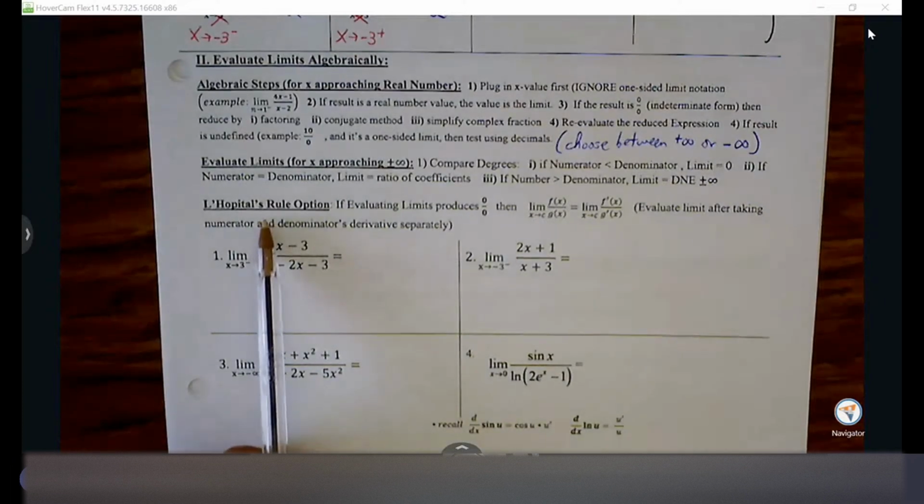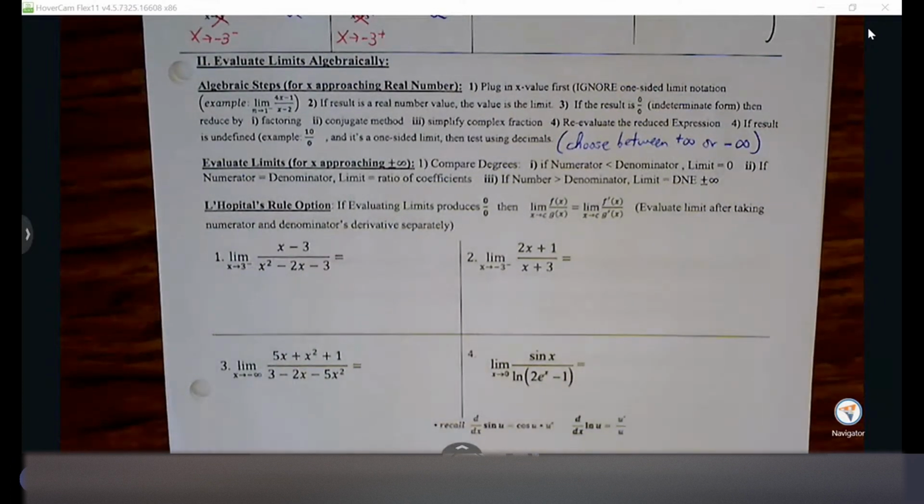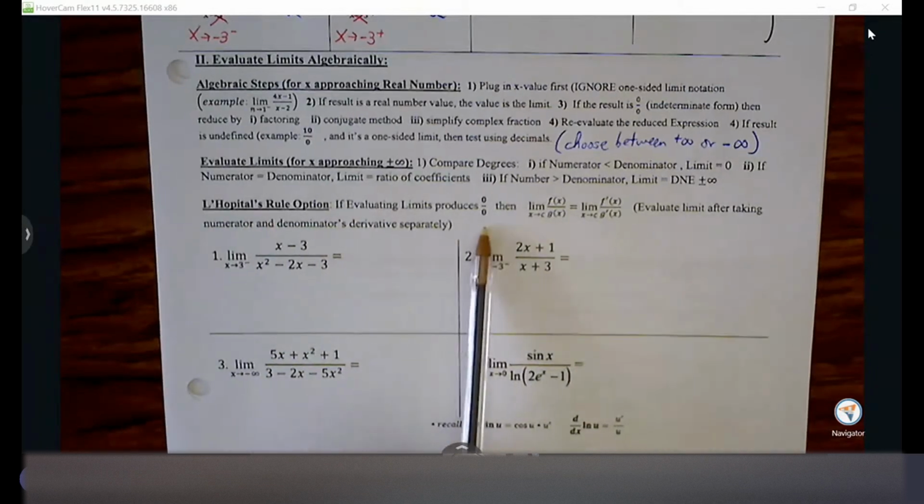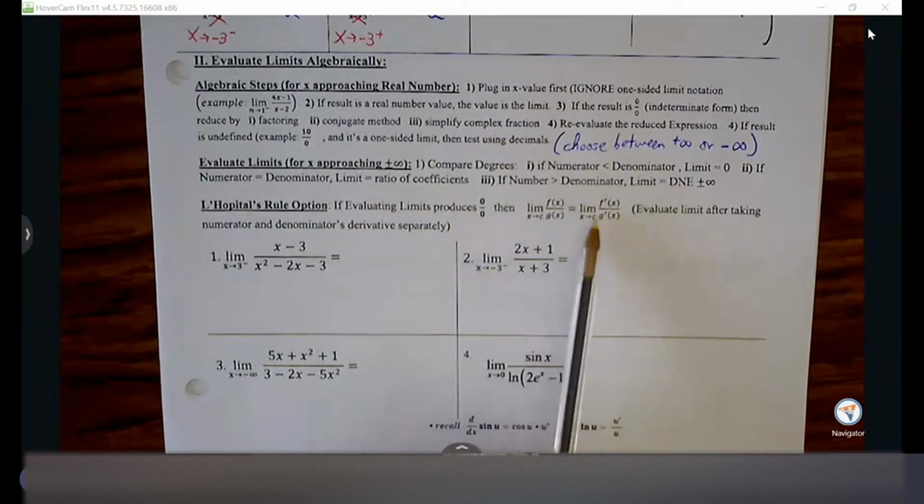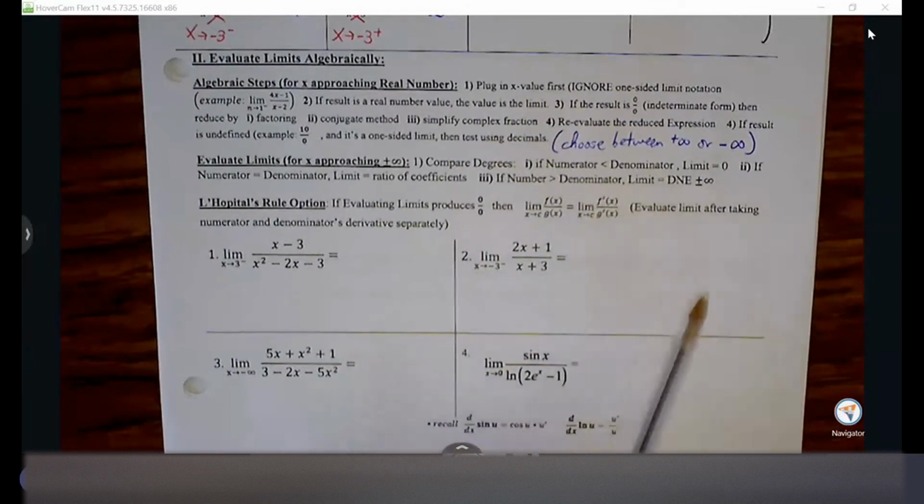L'Hopital's rule, we didn't do this until after our unit 1 because we haven't learned about derivatives yet. But now that we know derivatives, I'm putting it with the limit content. It's the fact that if we get 0 over 0, we can use derivatives to help us produce a different form, which we can then reevaluate.